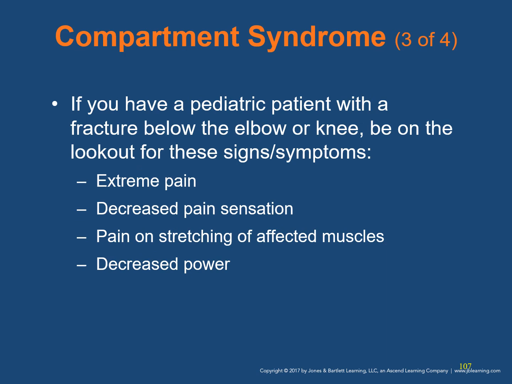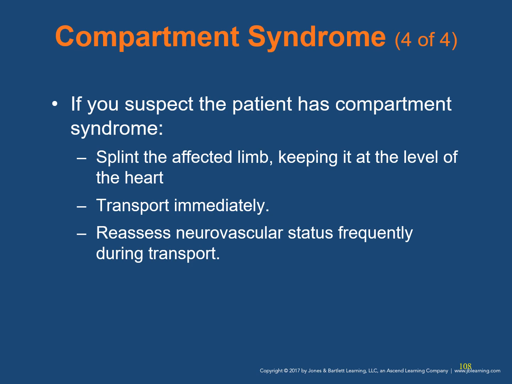If you have a pediatric patient with a fracture below the elbow or knee, be on the lookout for these signs and symptoms: extreme pain, decreased pain sensation, pain on stretching of affected muscles, and decreased power. These are indicators that the pressure within the fascial compartment is elevated. If you suspect the patient has compartment syndrome, splint the affected limb, keeping it at the level of the heart, and provide immediate transport. Reassess neurovascular status frequently during transport.